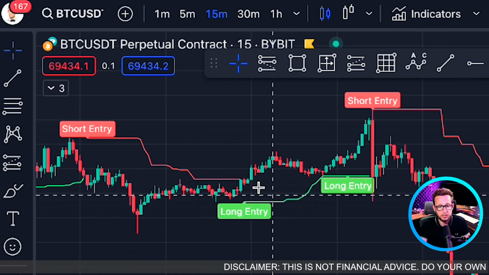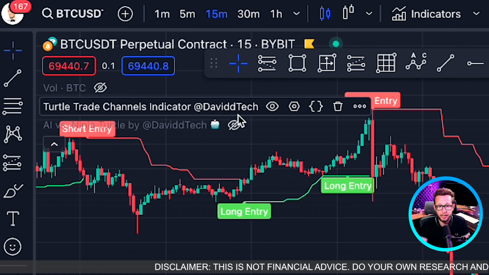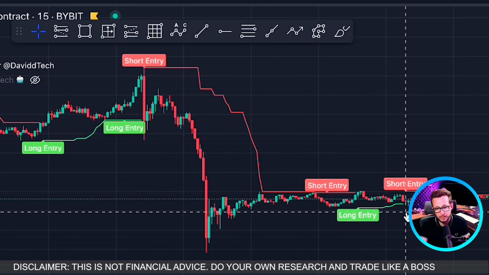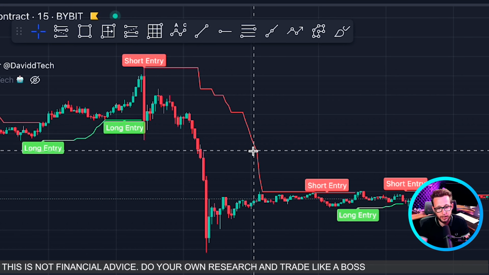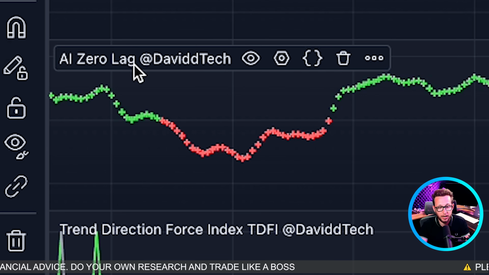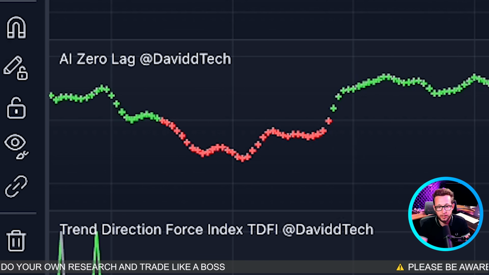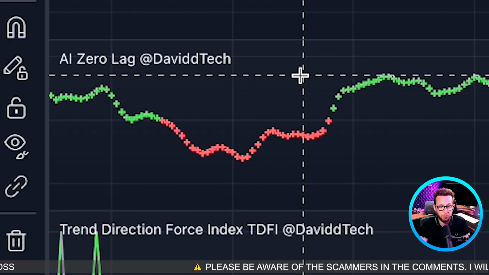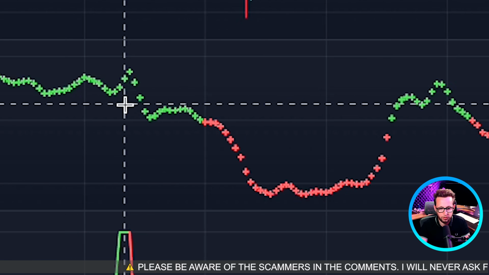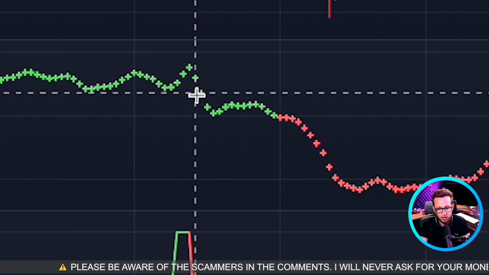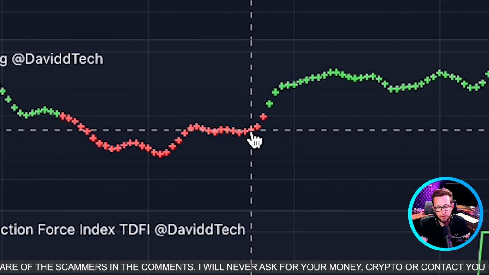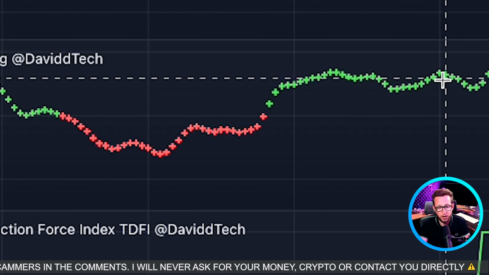So we have, as I just said, the turtle trade channel indicator by David Tech here. That is giving us our baseline, the buy and sell signals with the green and red line. We have the AI zero lag indicator by David Tech here. These are all free indicators from the David Tech website, as I said earlier. The zero lag AI indicator is very simple. It works on sentiment on the market and gives you green crosses or red crosses. When it goes from green to red, we're looking for sell opportunities. When it goes from red to green, we're looking for buy opportunities.